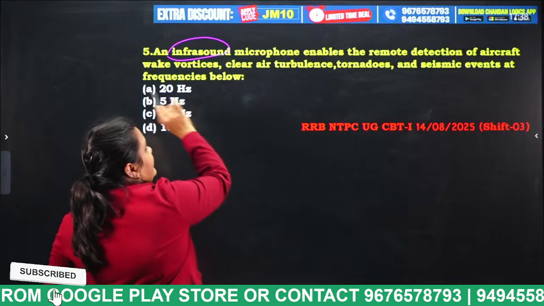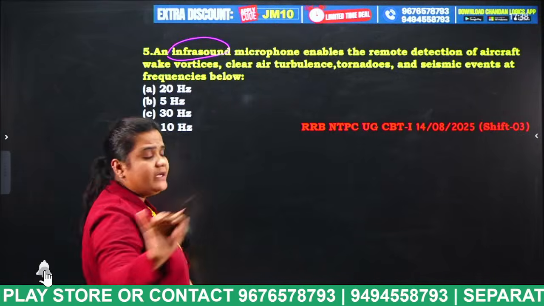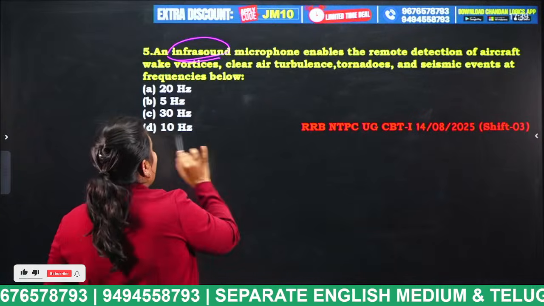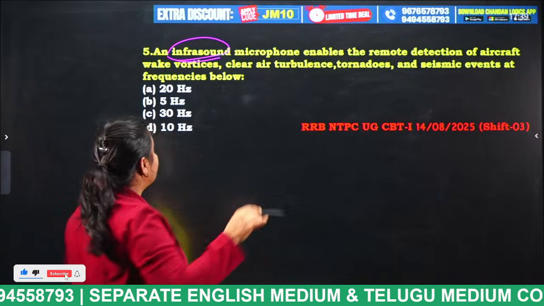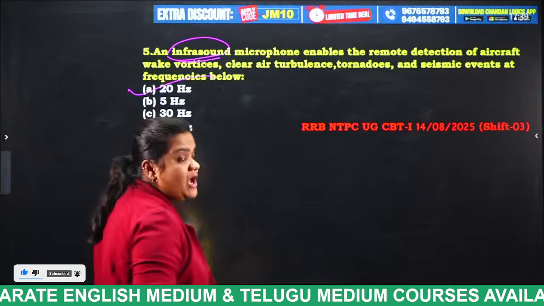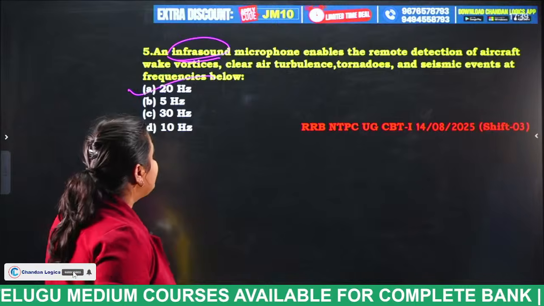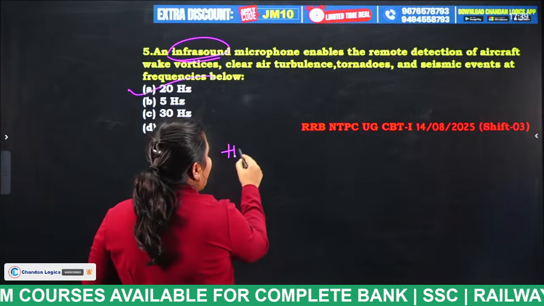Okay, so what is the answer for this question, students? Infrasound. So leave all those things. It is given that it is infrasound. For infrasound, the frequency should always be 20 hertz or below. Okay. Next question. This is very, very important, students.